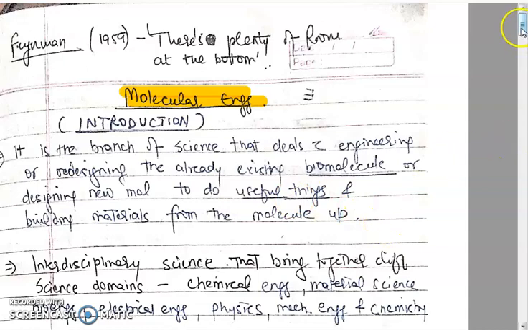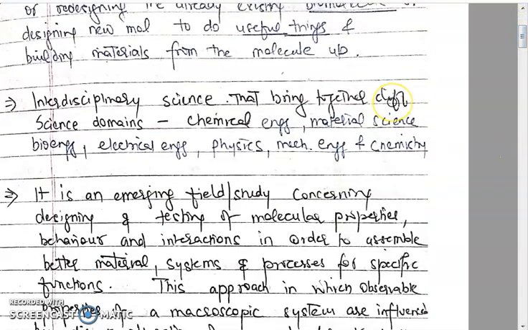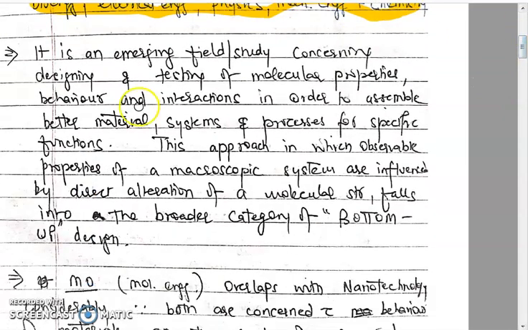useful. So it's an interdisciplinary science that brings together different kinds of sciences like chemical engineering, mechanical engineering, material sciences, bioengineering, electrical engineering, physics, chemistry, all together to make molecular engineering successful. So it's an emerging field that deals with designing and testing of molecular properties at microscopic level and assemble better material systems and processes that suit our desired functions.